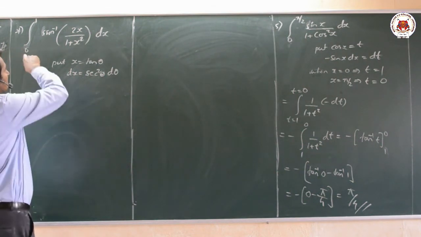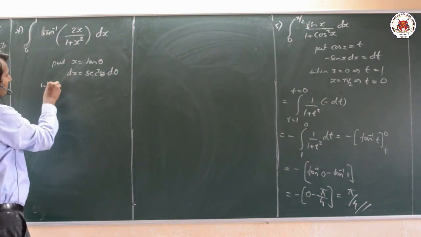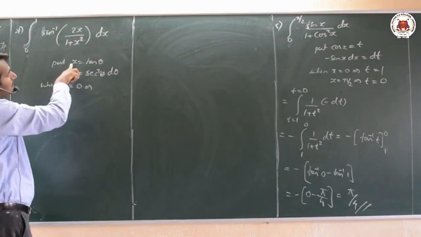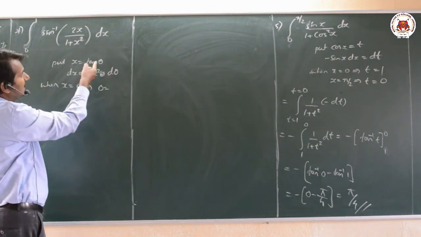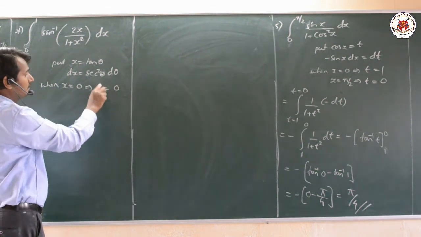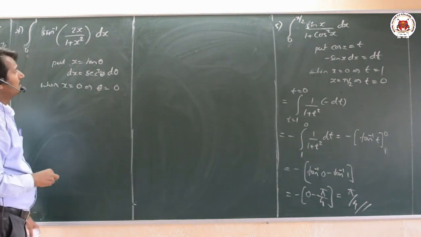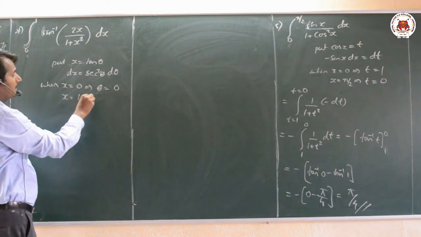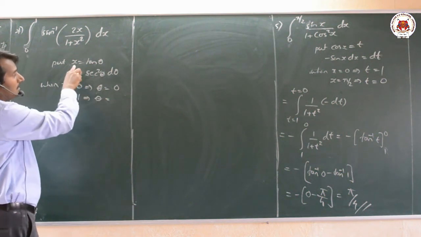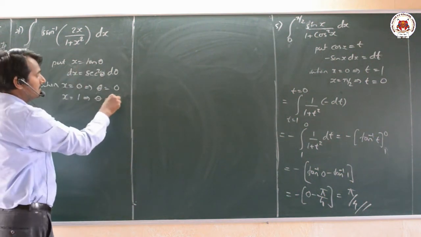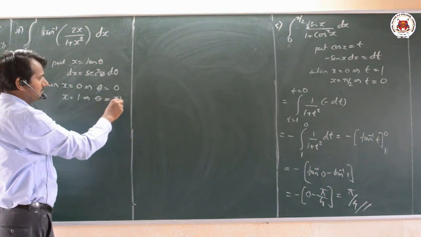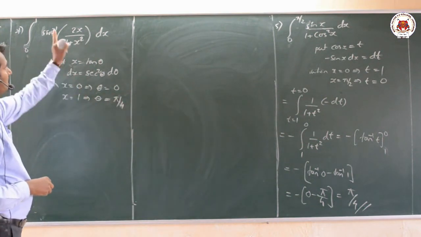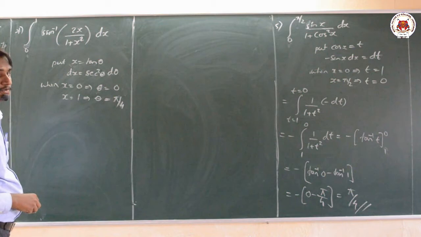Now substitute the limit values. When x equal to 0, that is the lower limit, theta equals tan inverse of 0, the value will be 0. So theta is equal to 0. And when x equal to 1, theta equals tan inverse of 1, that is nothing but pi by 4. Now you substitute all these values here.